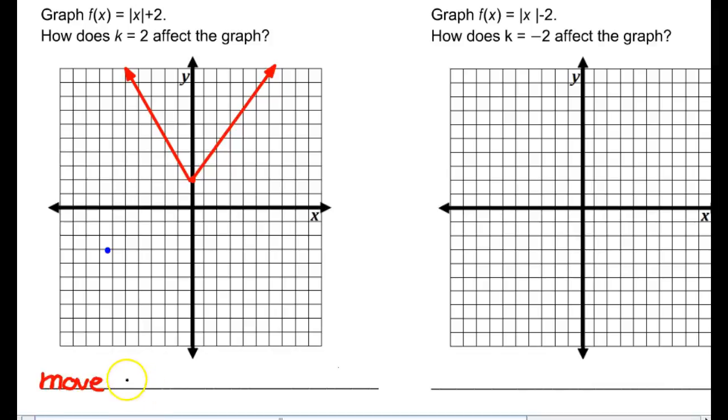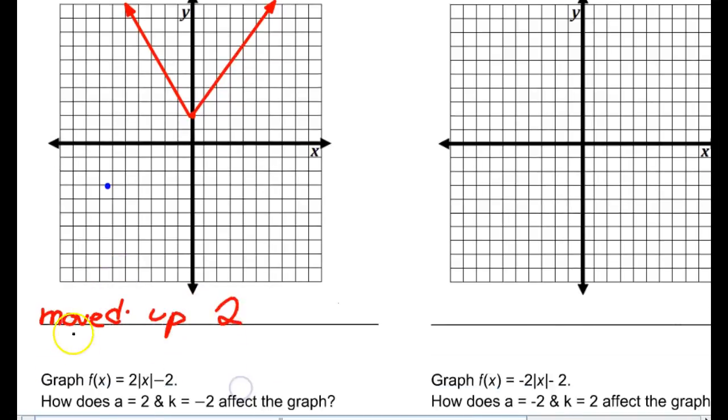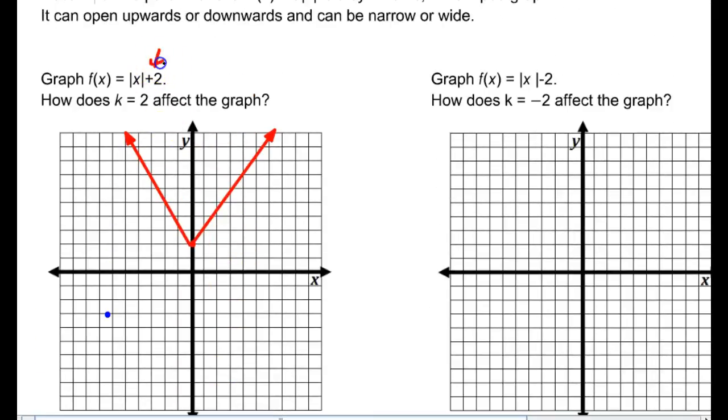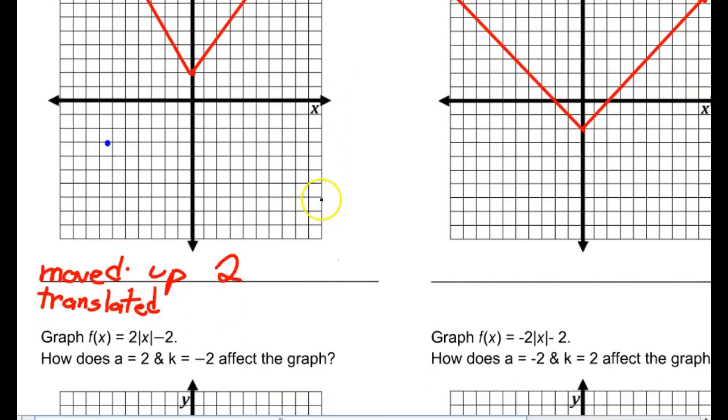It moved up 2. And the more mathematical word for this is translate. Same as move. Translated up 2 units. So having a +2 on the outside just moved it up 2. And no surprise, having a -2 on the outside just moved it down 2. Once you get the hang of it, it makes sense. Move it up, move it down.